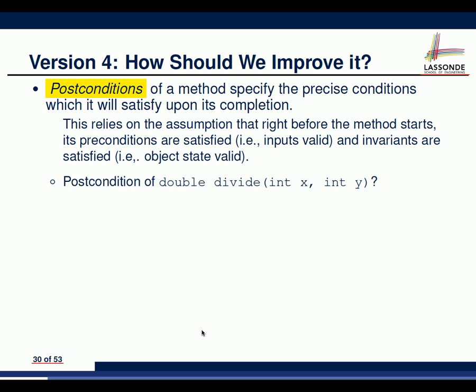Well, the type tells you this is a double, right? But what about the value itself? So the return value times x should equal y? No, you meant the return value times y should be equal to x. Yeah, right. Okay, is that what you wanted to say?